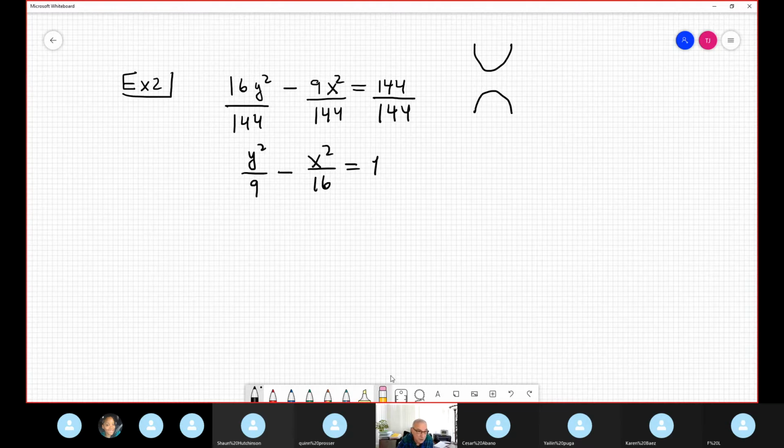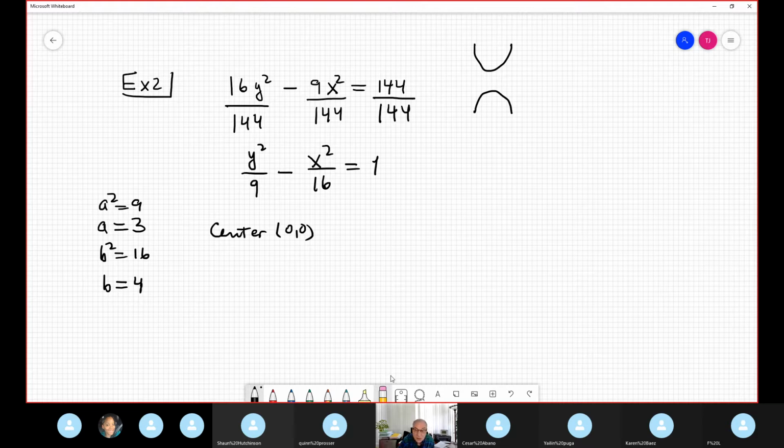I determine that a is 3, it's obvious, right? Square root. This is a squared, and this is b squared. b squared is 16. Therefore, b alone is 4. And again, the center of this hyperbola is located at 0,0 because we have no translation. We have no h, no k. Look, no quantity subtracted from y and x. Center. Okay, so this is the center.